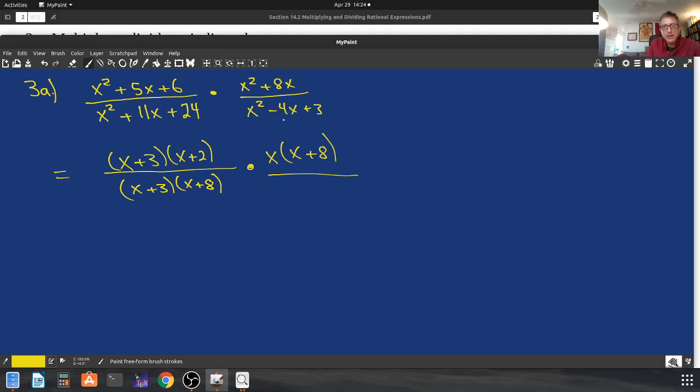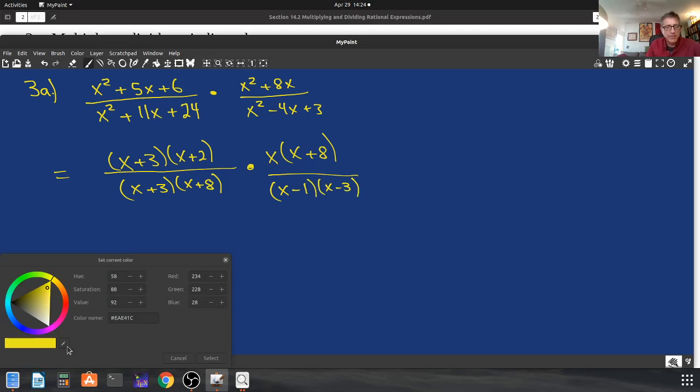And down here, two terms multiplied together that give me minus 3, and added together give me minus 4. There's only one thing that will work that way. That's minus 1 and minus 3. Okay, I've got a multiplication there. I can cancel across the multiplication sign.